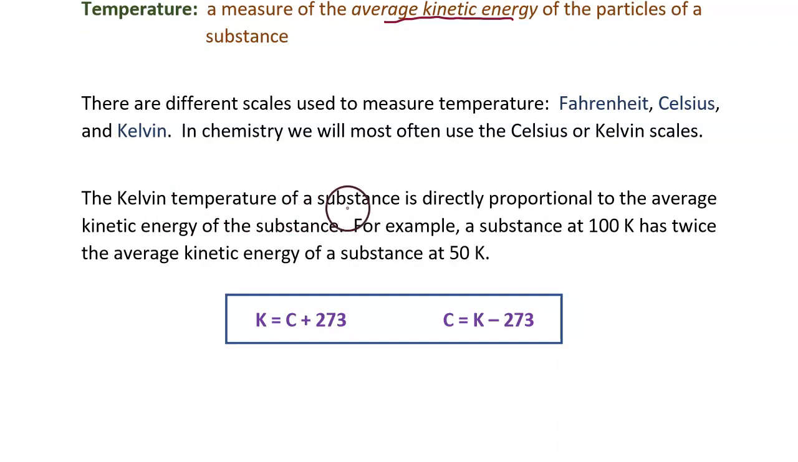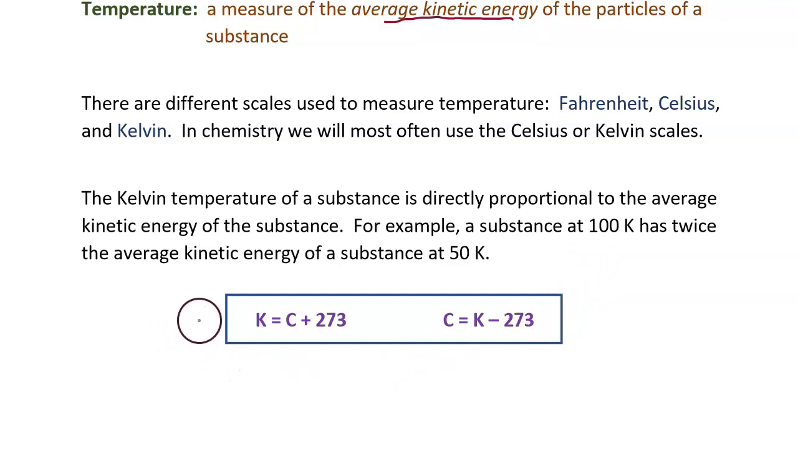The Kelvin temperature of a substance is directly proportional to the average kinetic energy of the substance. For example, a substance at 100 Kelvin has twice the average kinetic energy of a substance at 50 Kelvin. Here's another example. A substance whose temperature is 500 Kelvin has 5 times the average kinetic energy of a substance at 100 Kelvin. If you were to use the Celsius or Fahrenheit scales to measure temperature, then temperatures are not directly proportional to the average kinetic energy. It's not as easy to compare them. So in this chapter, we'll use Kelvin temperatures a lot.